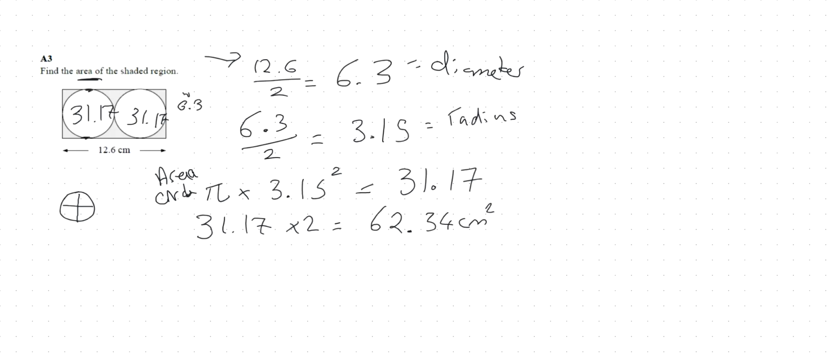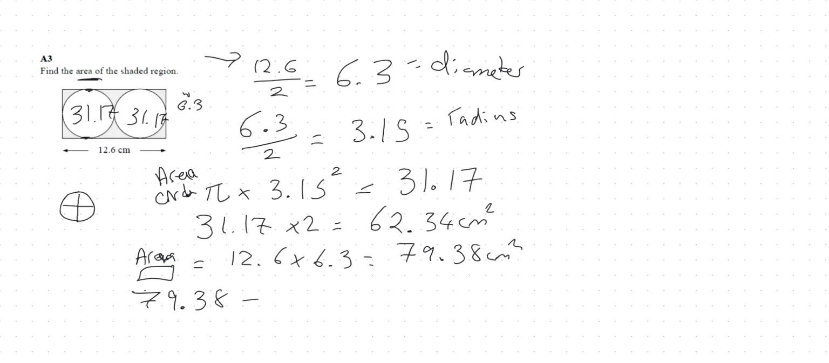So my area for the rectangle is 12.6 multiplied by 6.3. And that gives me an area of 79.38 centimeters squared. And now we can do the subtraction: the rectangle, subtract both circles, and then that's going to give us the area of those shaded regions. That gives me a final answer of 17.04 centimeters squared. Okay.